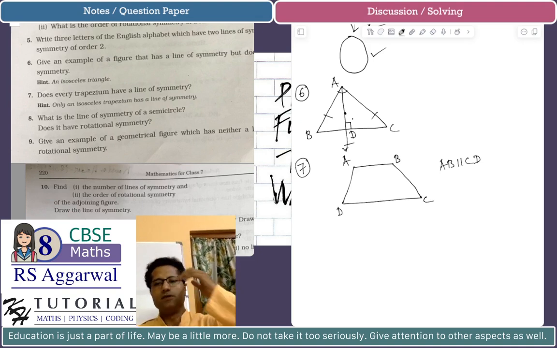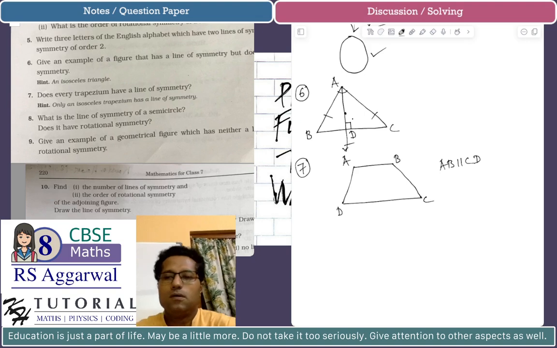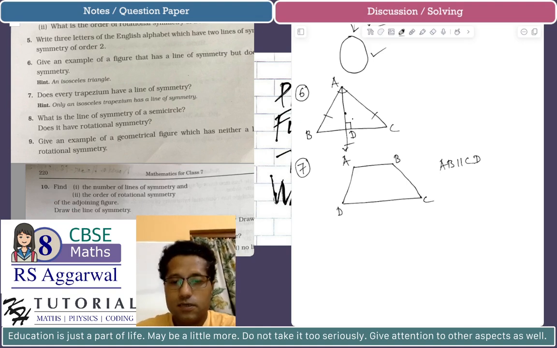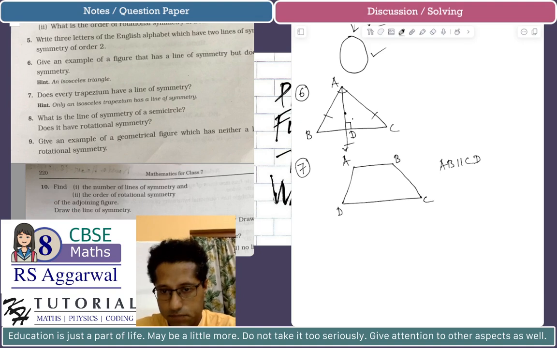So this is a trapezium where only the two opposite sides are parallel. Now, does every trapezium have a line of symmetry? No. We have seen that only an isosceles trapezium has a line of symmetry. Consider this trapezium.